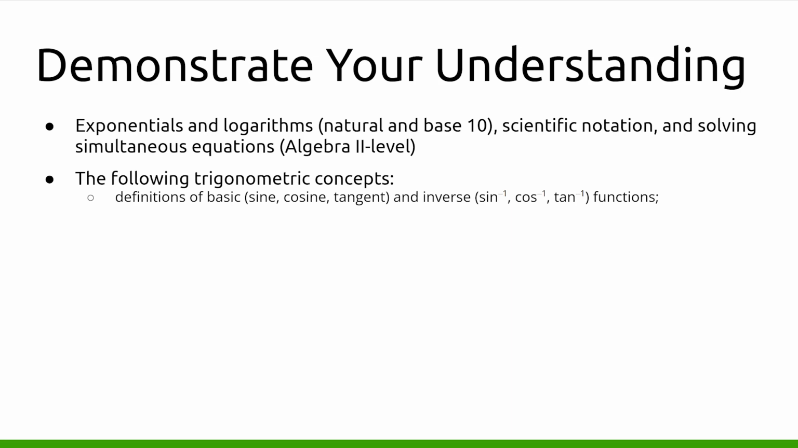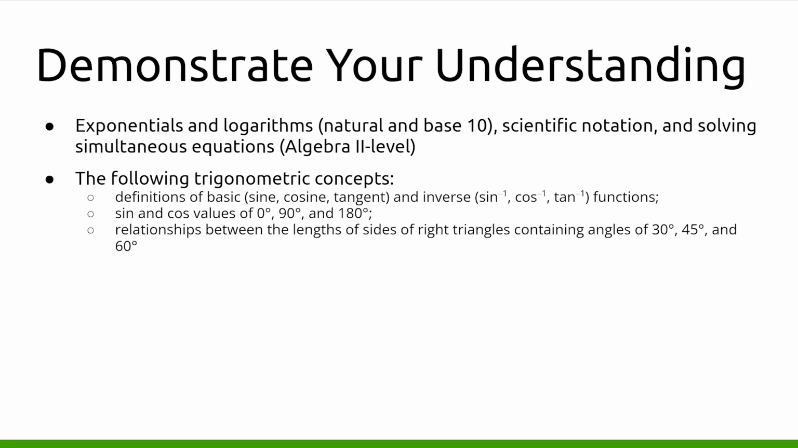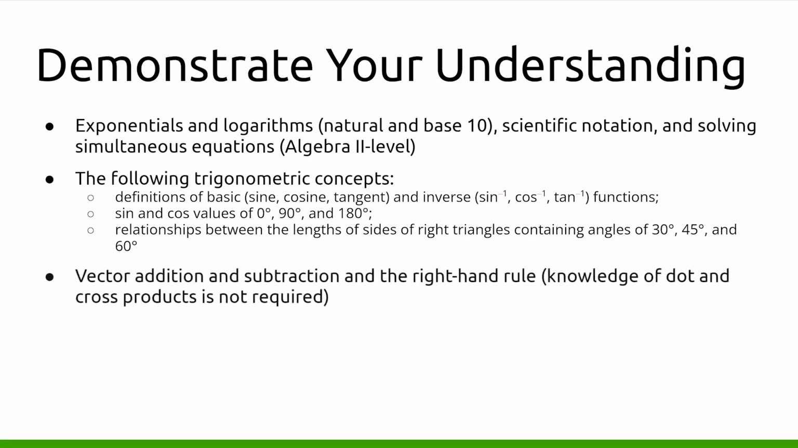The definitions of each of those. The values for sine and cosine for 0 degrees, 90 degrees, and 180 degrees. The relationships between the lengths of sides of special triangles of 30 degrees, 45 degrees, and 60 degrees, as well as vector addition and subtraction. You're not going to have to know dot products or cross products, but you are going to have to know a little bit about the right-hand rule when it comes to addition and subtraction of vectors.